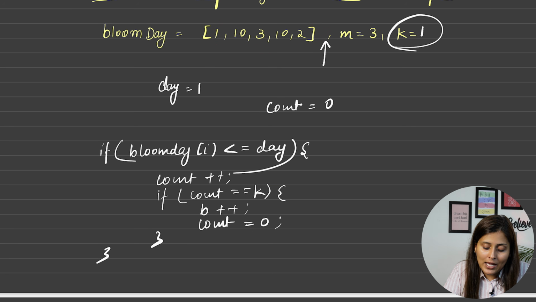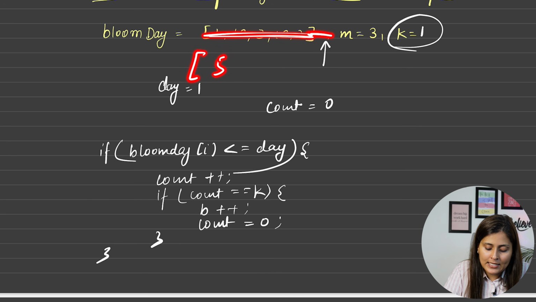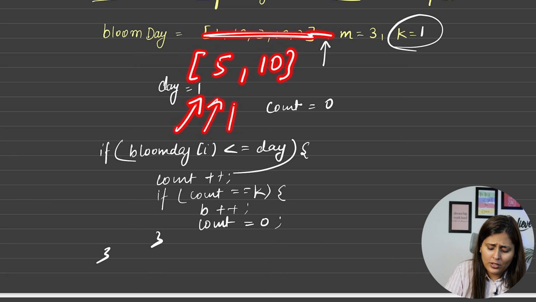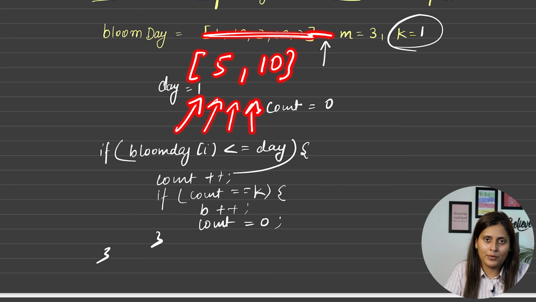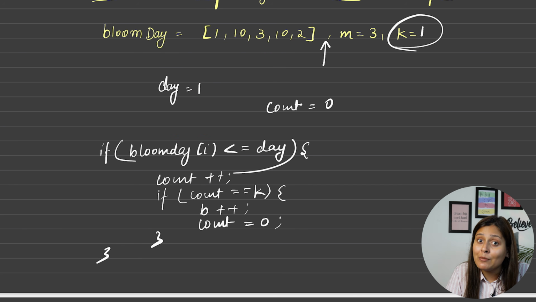Yes. Suppose in the whole bloom day array, the array says 5th day and then 10th day. So do you think we should go on the first day, second day, third day, fourth day? That will not make sense, because you will not be able to pick a single flower from there. Correct? So hence you will go with the 5th day, which is nothing but the minimum of bloom day.